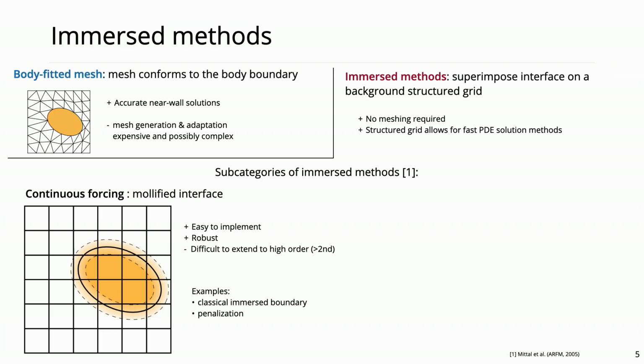Those methods are sort of the early immersed boundary methods, very easy to implement, very robust, but difficult to extend to high order. Second is hard, higher than second is very hard, but they are widely used because of their robustness and simplicity.